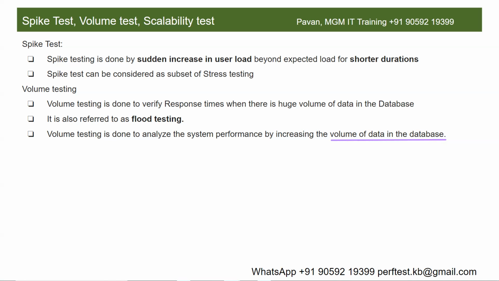You should have an exact replica of production. Your test environment should be an exact replica of production. First thing. If it is not, then we are not doing proper performance testing, right?